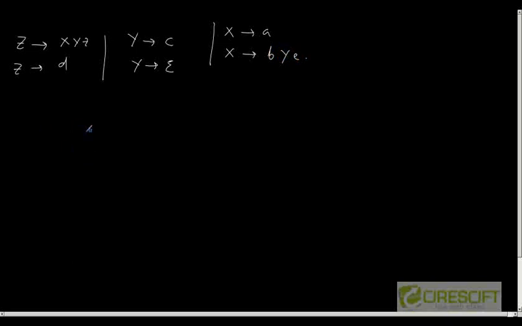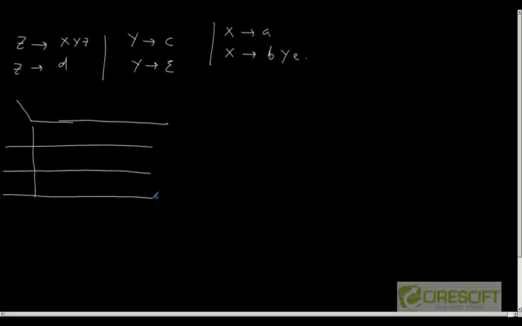Now let us try to create this table, where I have the non-terminals in the rows, that is Z, Y or X, and in the column side I have 3 functions. One is called nullable, one is called first, and the third is called follow. So first I'll compute nullable.